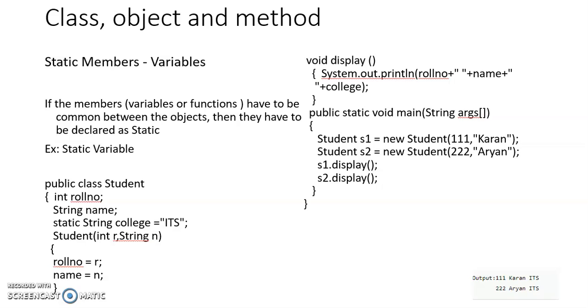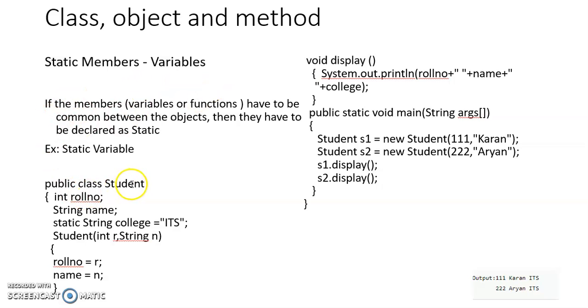Now we are talking about static members. The static keyword can be given to a variable as well as a function. So if you look over here, we have this particular program. What is a static variable? We already looked into what a static variable is, so this should be clear. If a member has to be common between the objects, that is a variable. Functions, if they have to be common between the objects, have to be declared as static. So let's see what happens over here.